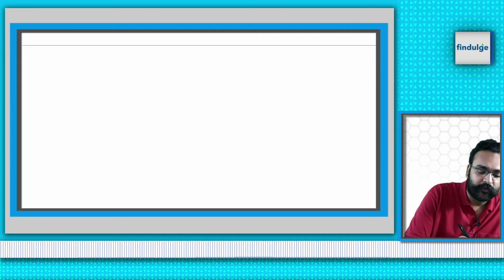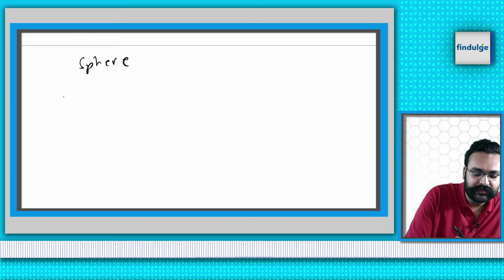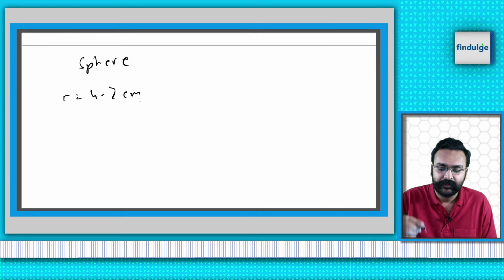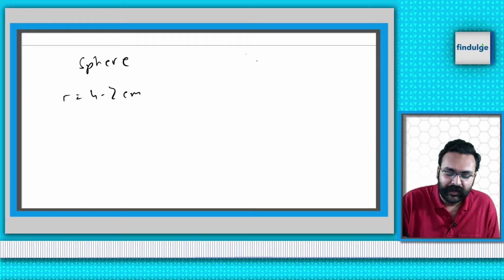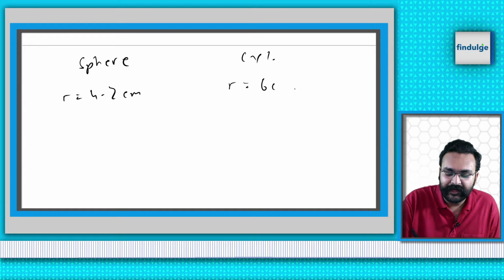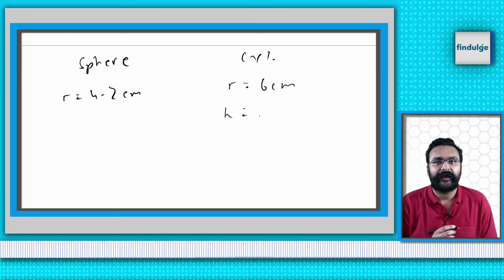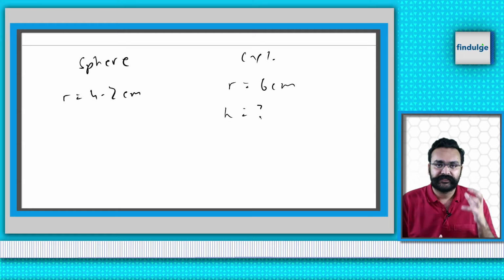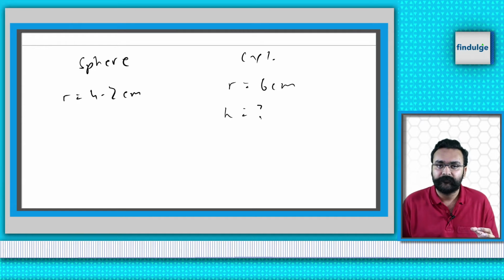So for the sphere, the radius was 4.2 centimeters, and of course that is all we need. The cylinder has a radius of 6 centimeters and a height that we have to find. And so like I said, the basic logic is that when a solid metallic figure is transformed or melted or recast into a new figure, the volumes remain the same.